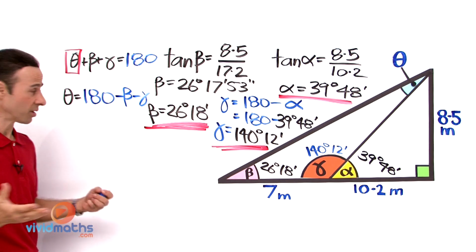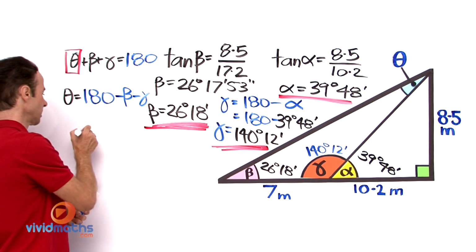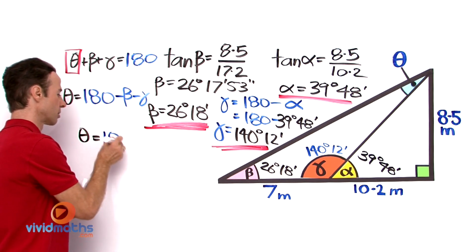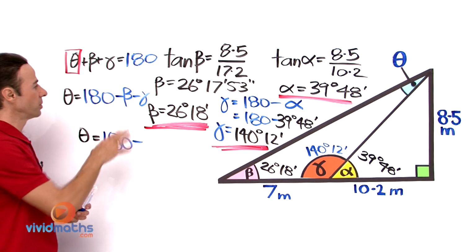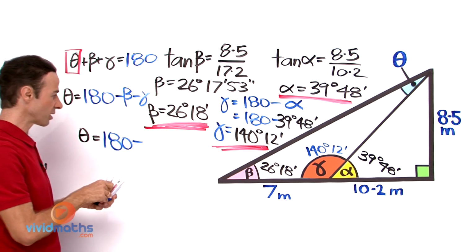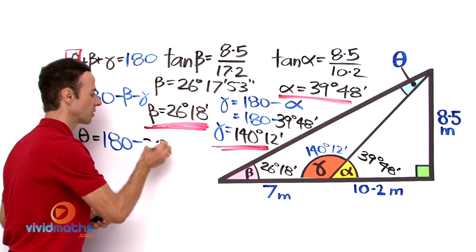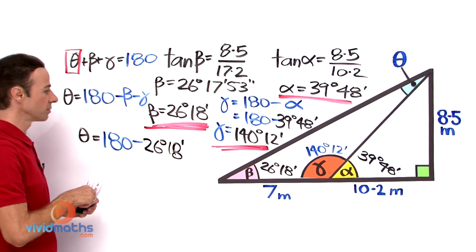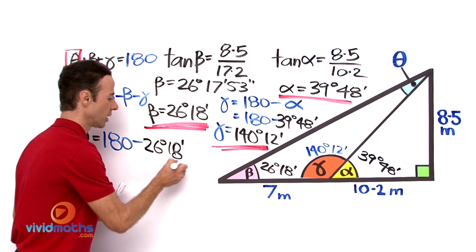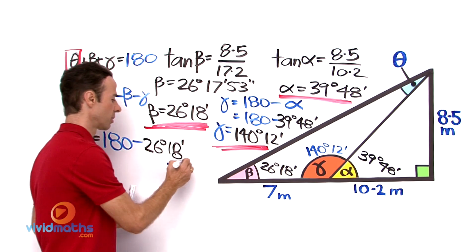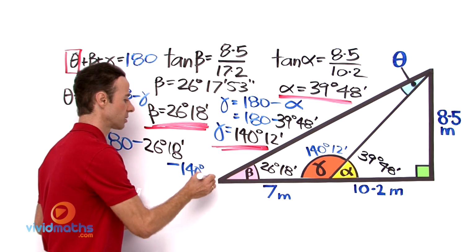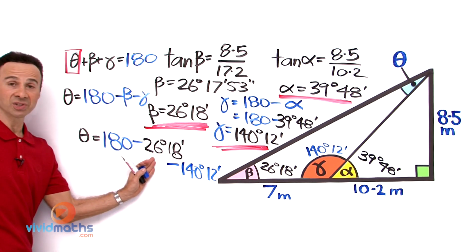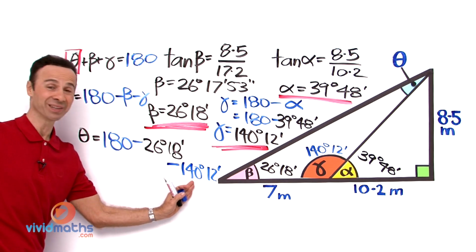So that's how we're going to find theta. So let's actually put the numbers in there. So theta equals 180 take away. Now what's beta again? Beta is 26 18. Let's write that in. 26 degrees 18 minutes. Minus again gamma, which is 140 degrees and 12 minutes. Okay, 180 minus 26 18 minus another 140 and 12 minutes.